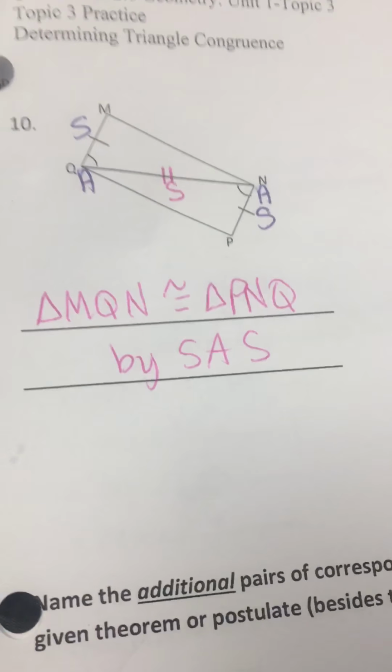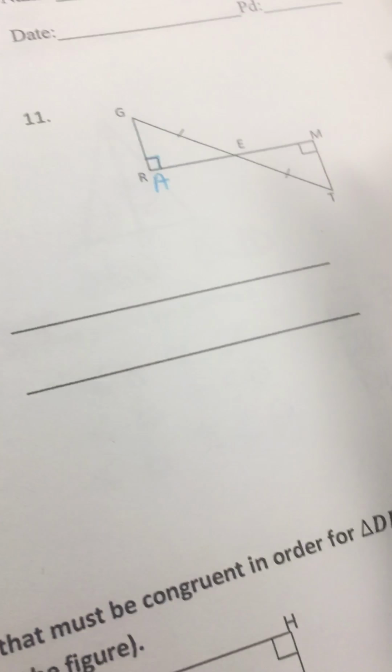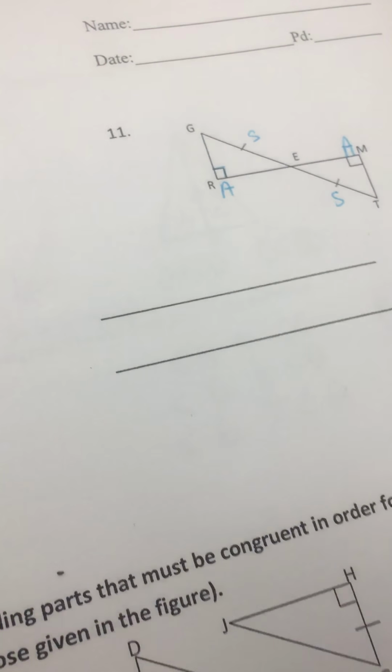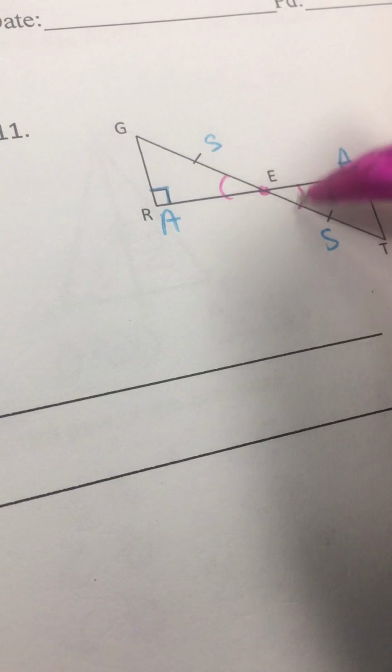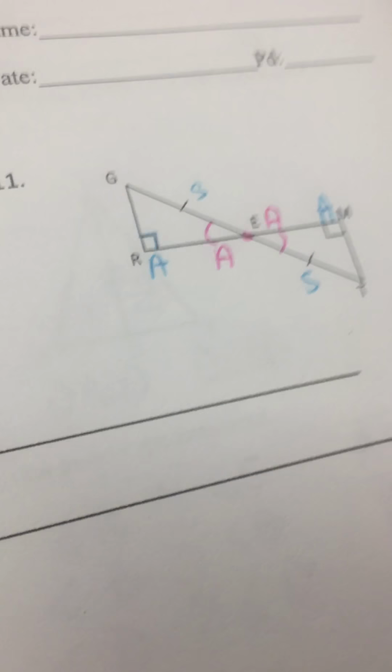So if it's true, it's easy to write your statement. If it's not true, you have to write a because. Okay, last one. This is a right angle, so we put an A for angle. This is a tick mark, so we put an S. And remember, we have an intersection, so we're going to make our bow tie. And our bow tie becomes an A.